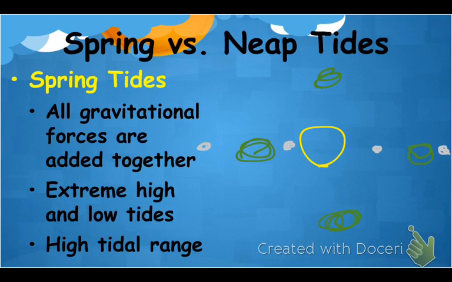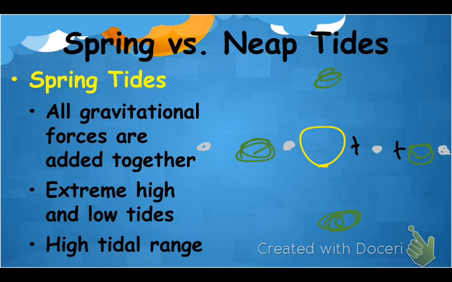When the gravitational force of the sun, moon, and earth are all added up together, you have a spring tide. This makes extremely high tides and extremely low tides. When you have a big difference in your high and low tides, that's what we call a high tidal range. Range is the difference in a set of numbers, so this just means it's very, very high, and then very, very low tide. So again, you're adding sun plus moon plus the earth equals a spring tide.